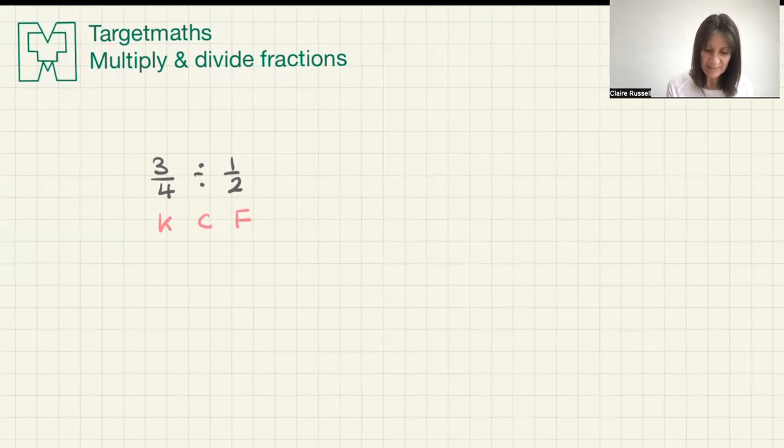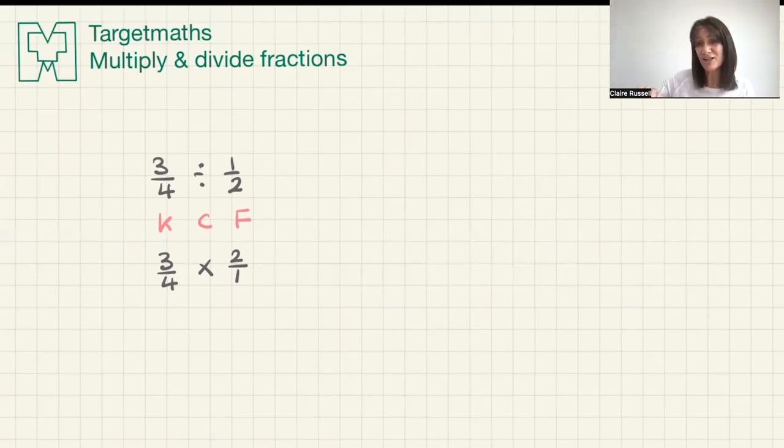So K is for keep. We keep the first fraction. C is for change. Now, I'm going to change this to its inverse, to its opposite, which is going to be times. And if I don't change the second fraction to compensate, then I'm not going to get the correct answer. I've just basically written myself a completely different question. Now, the flipping is just to help us remember to flip the fraction over on itself. What I've actually done is written the reciprocal, which is the opposite. It's probably the best way to think about it. So I've changed the sign to the opposite.